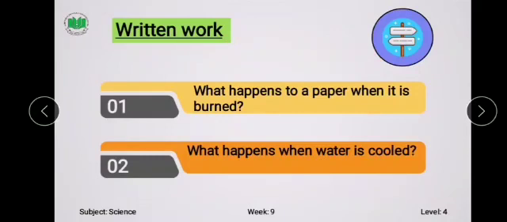Coming towards written work, students, you're going to attempt these questions on loose sheets. Question number 1 is, what happens to a paper when it is burned? I've already discussed this question in the lesson. Question number 2 is, what happens when water is cooled?